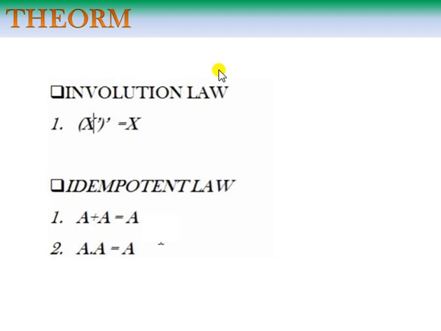The first theorem is the involution law. The involution law states that (x bar) whole bar always equals x. If x is equal to 0, 0 bar means 1, and 1 bar means 0. So (x bar) whole bar equals x. Next, the idempotent law states that A plus A equals A and A dot A equals A. Means 1 plus 1 equals 1, 0 plus 0 equals 0. Also 1 dot 1 equals 1, 0 dot 0 equals 0.